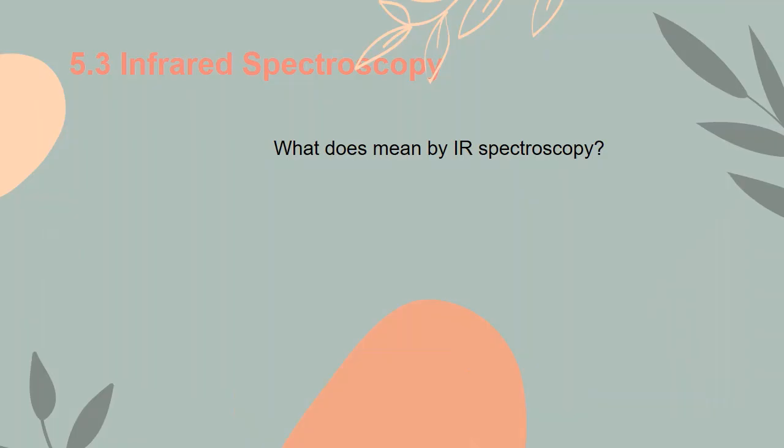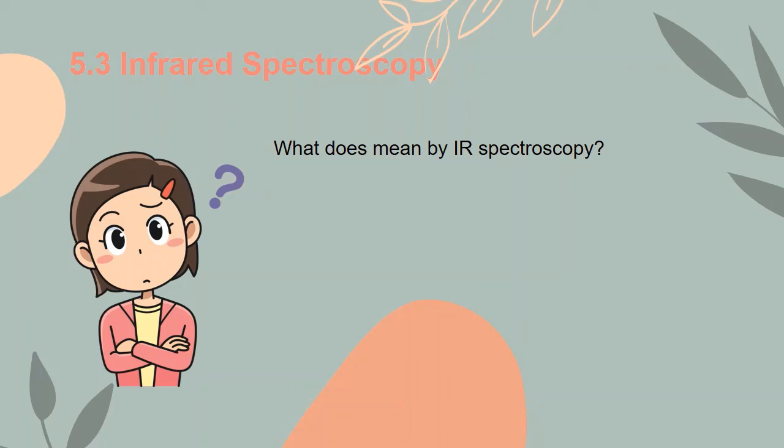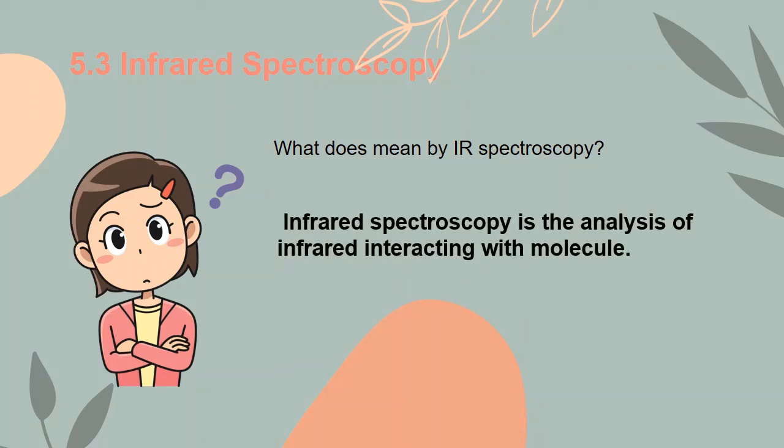Okay, we go to the next subtopic, infrared spectroscopy. What is IR? IR is the analysis of infrared light interacting with a molecule. This can be analyzed in three ways: by measuring absorption, emission, and reflection. The main use of this technique is for organic and inorganic chemistry. It is used to determine the functional groups in molecules.